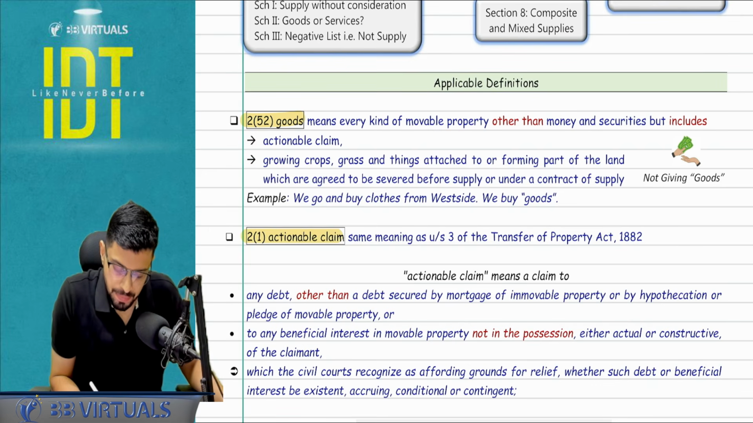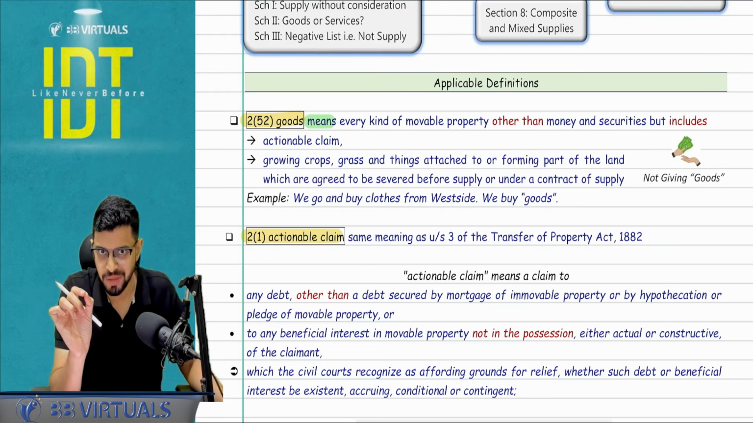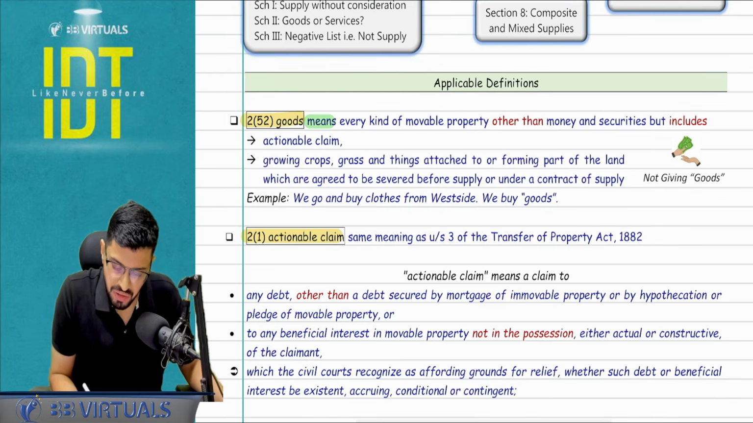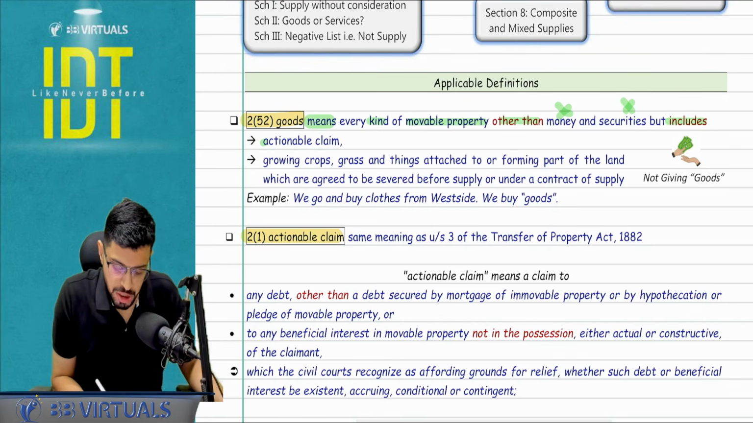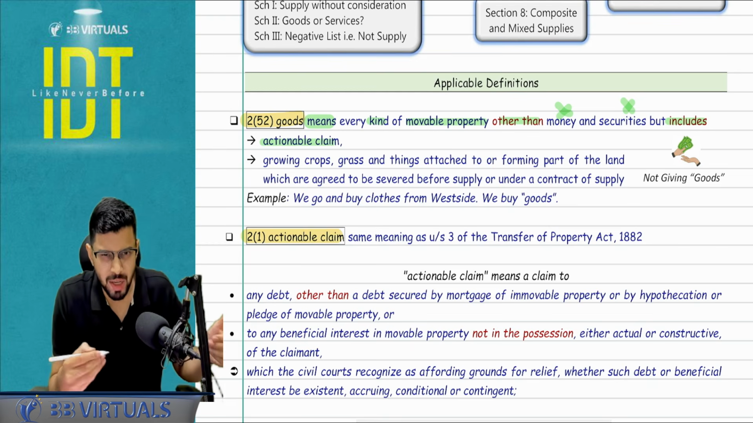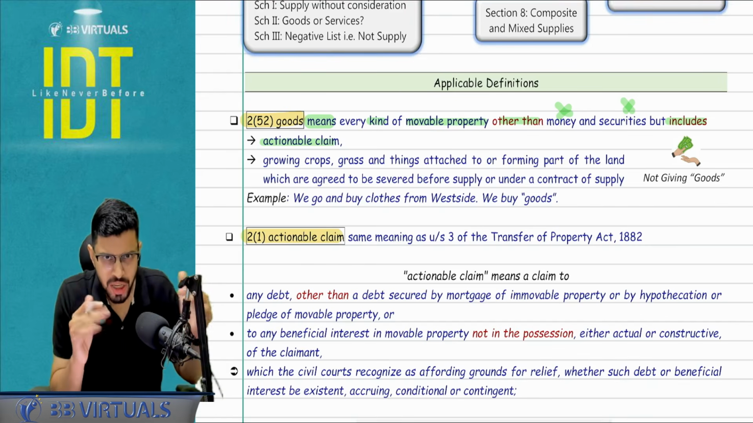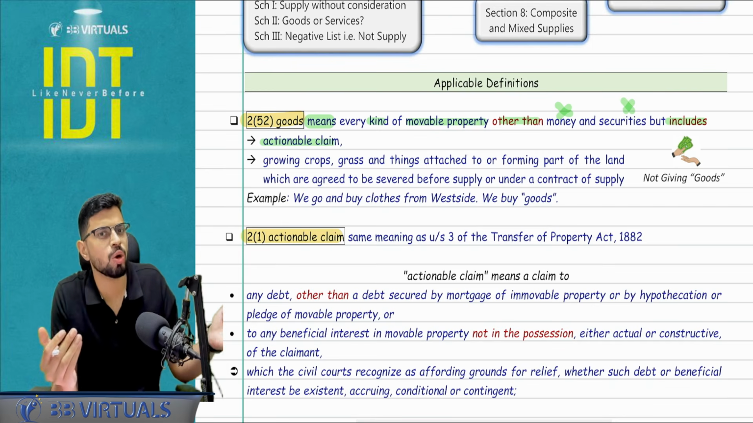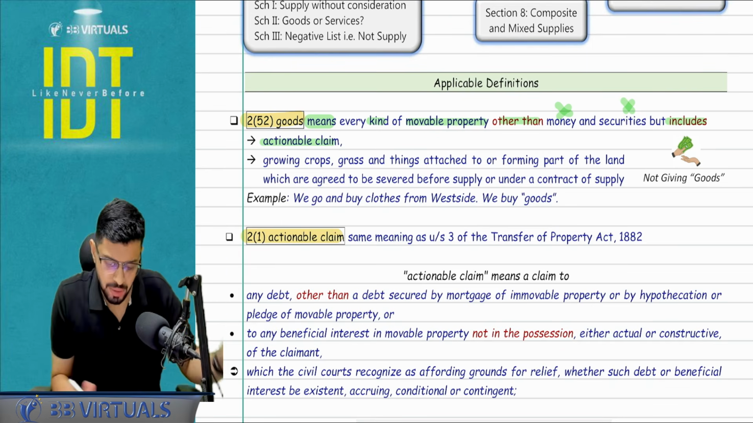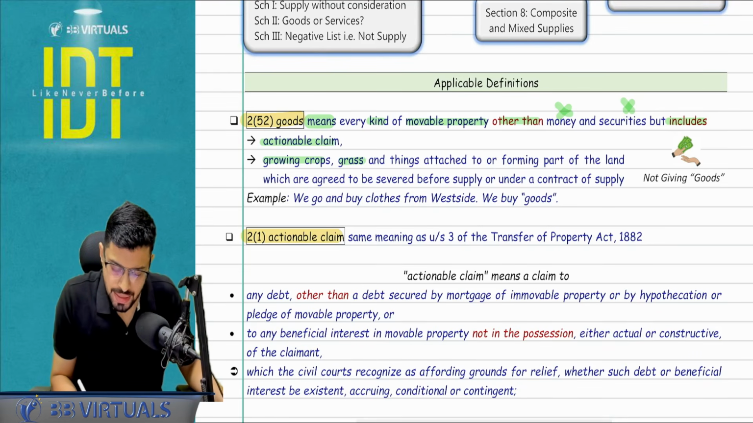Goods means, an exhaustive definition. It means every kind of movable property other than money, other than securities, but includes that which we had covered yesterday: actionable claim. Actionable claim, we will decode it a little more today. In general, you have the understanding that an actionable claim is a claim on the basis of which the civil court will grant us relief. So it includes an actionable claim and growing crops, grass, and things attached to or forming part of the land which are agreed to be severed.